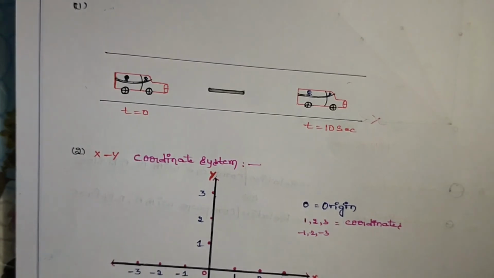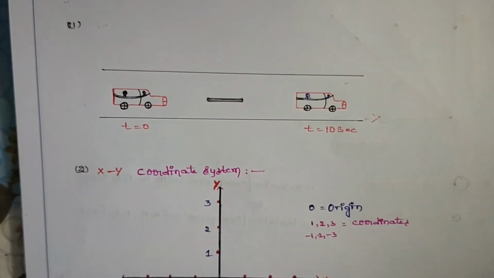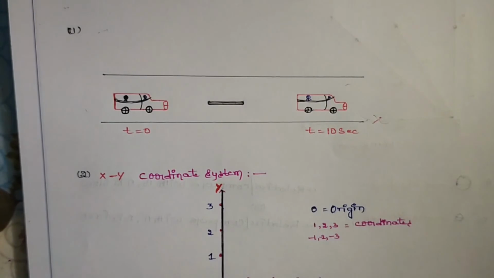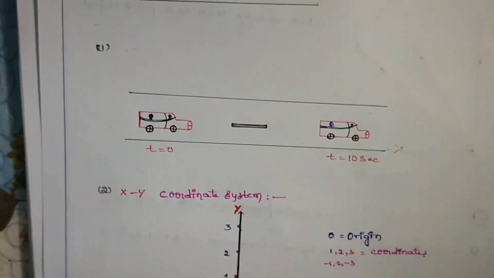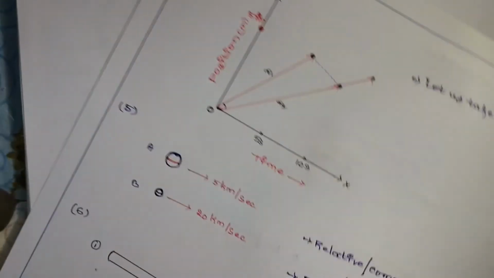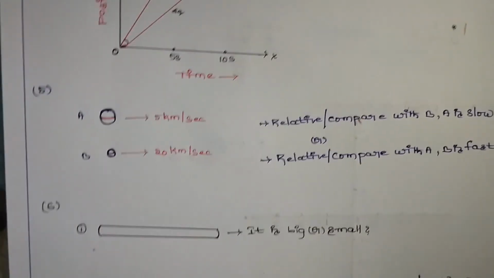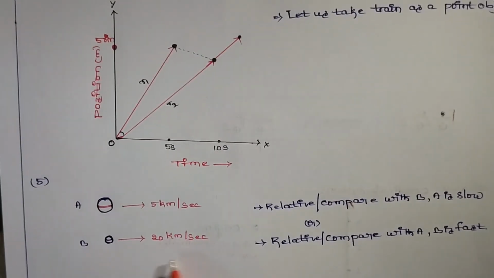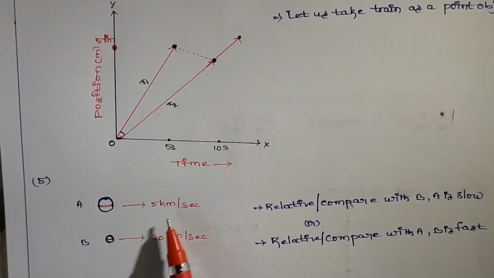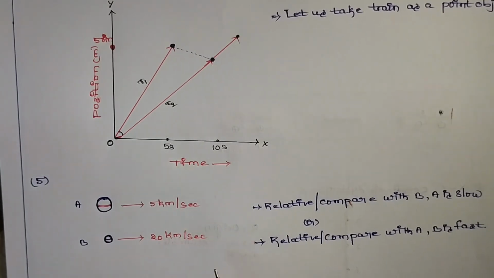And one more thing: motion and rest are relative terms. Relative means comparable, comparison. Here let us take an example. Ball A is moving at 5 km per second and ball B is moving at 20 km per second.